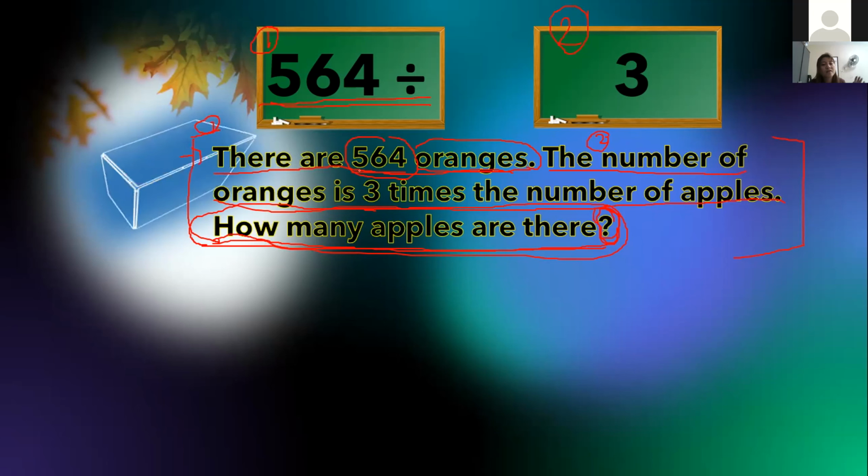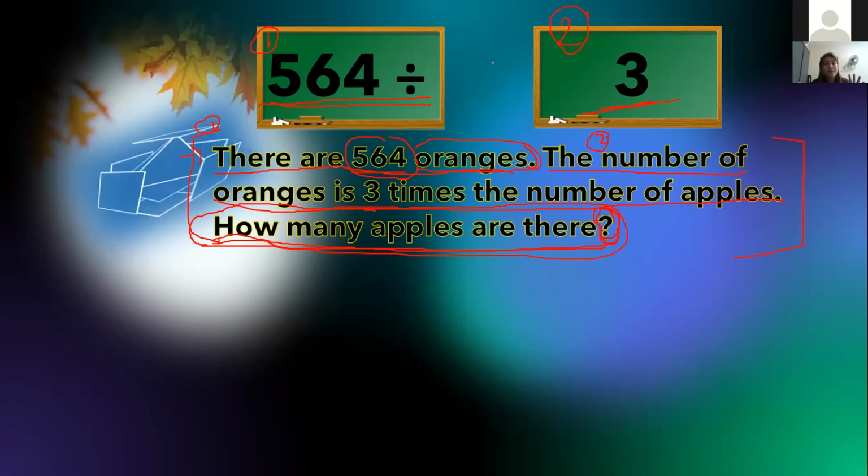So there are 564 oranges. Okay, so that is the first sentence. And for the second sentence, we know that the second given number is 3, so this will be the second sentence. So the number of oranges is 3 times the number of apples. So that is how you will arrange. We will arrange the sentences. We will not create a sentence, you just arrange the sentence.